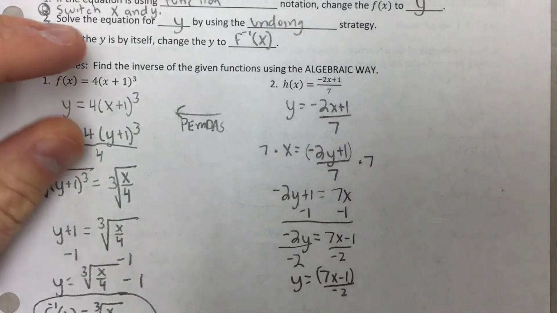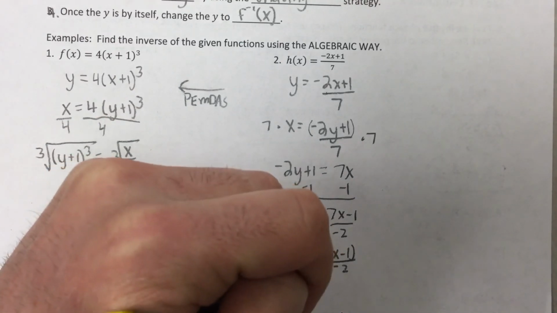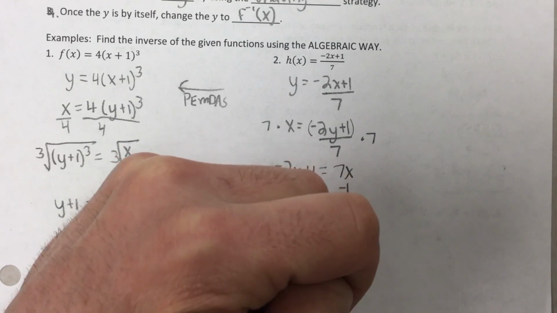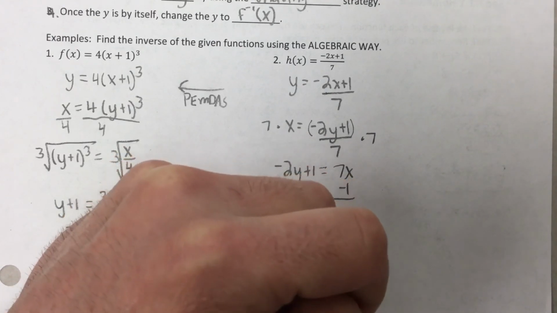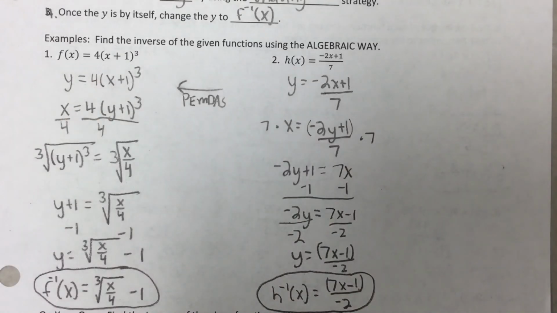And then just the last thing I want to do is use that proper function notation. So I'd have h inverse of x equals 7x minus 1, all divided by negative 2. And that's our intro to inverses.